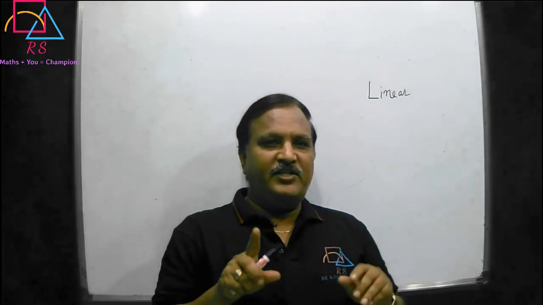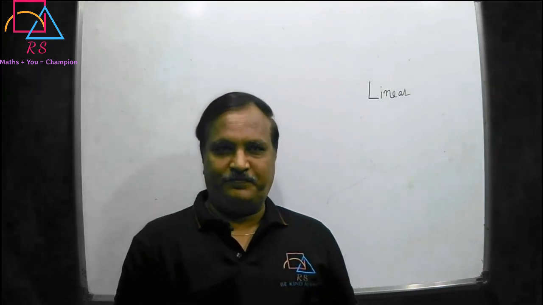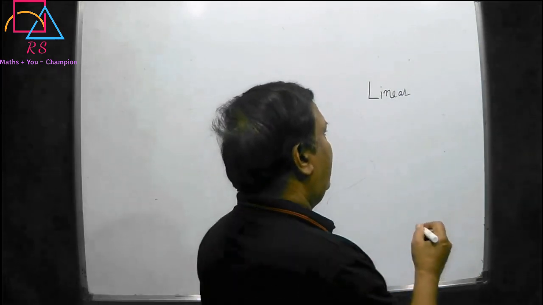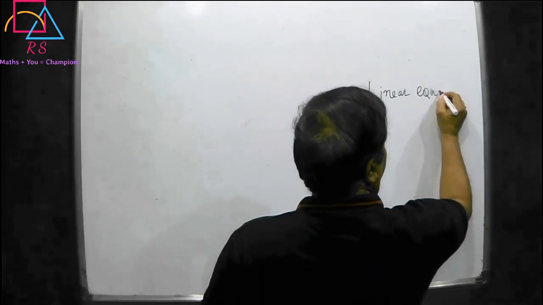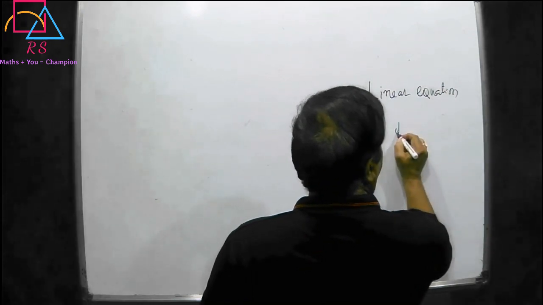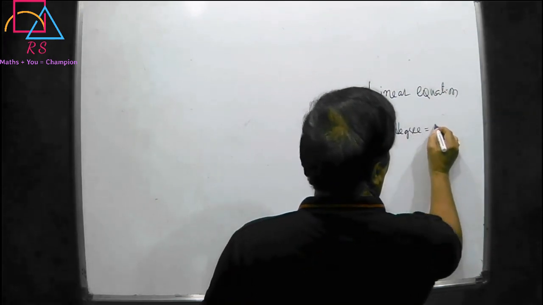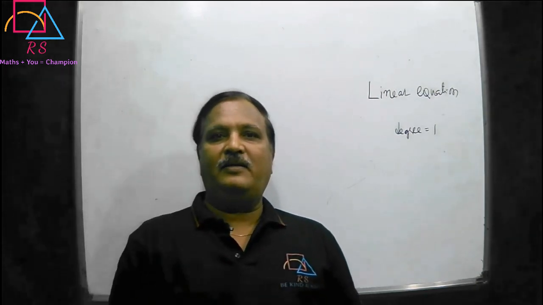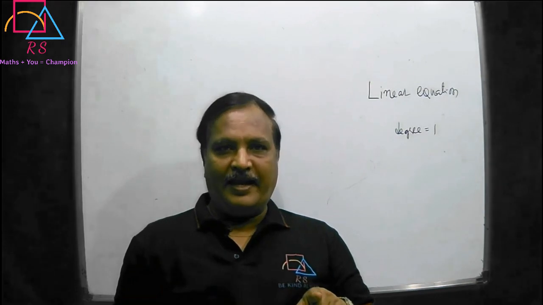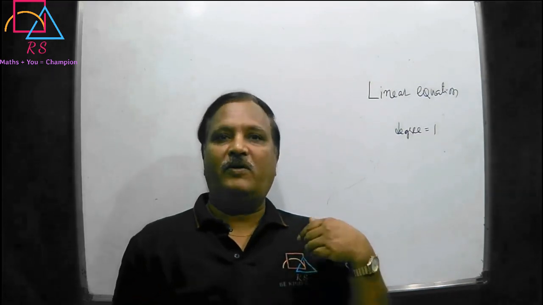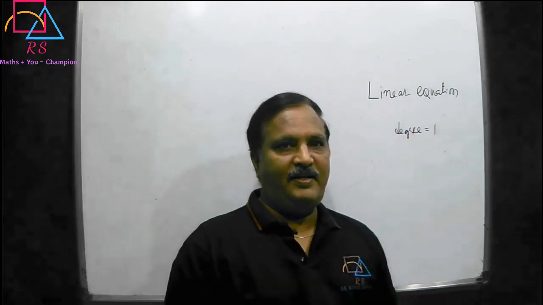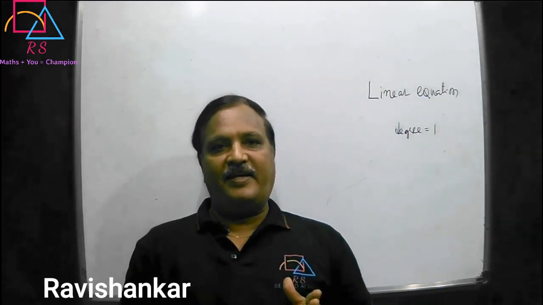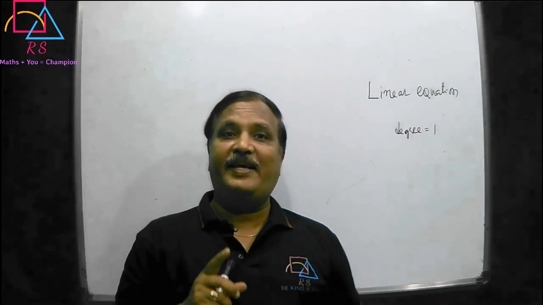Every equation's graph will not be a straight line, so there is a condition for the equation. Every linear equation has degree equal to 1. If the degree of the equation is 1, then the graph will be a straight line, and we call those equations linear equations. We have learned already in 7th class, 8th class, 9th class also, linear equations in one variable.